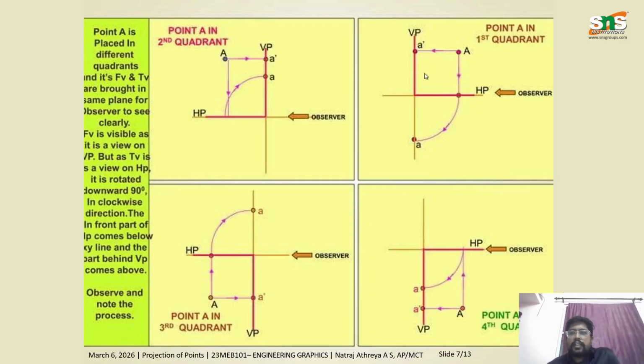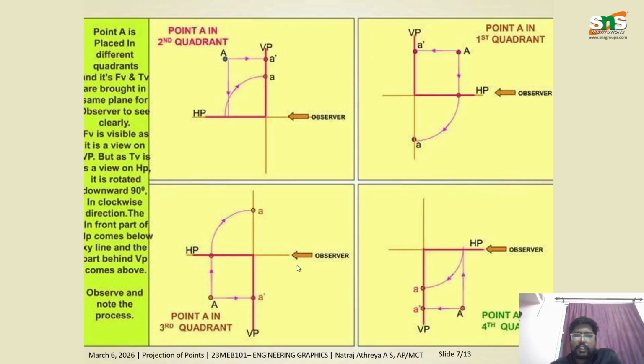See here, in this one, this point A is above HP and in front of VP, right? So what we do is, since this is the front view, we see this point is this distance from the vertical plane, and it is above HP. So we flip it this way so that we can represent where the point A is. This part we will call point A in first quadrant.